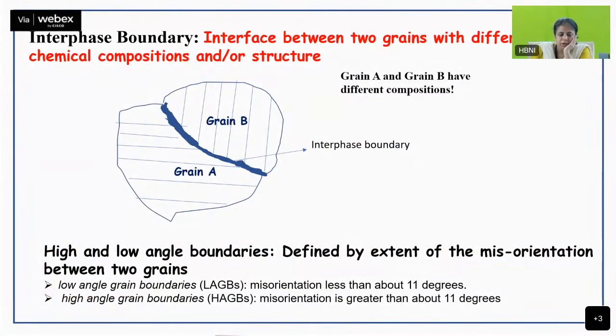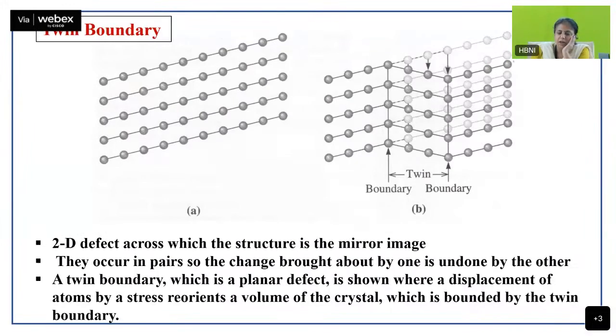Okay, all right. Twin boundary. Now that's an interesting thing. As the name suggests, twin boundary is a pair of boundaries across which your crystal structure is a mirror image of each other. And they always occur in pairs so that the change brought about by one is undone by the other. Okay, so that is your normal crystal structure.